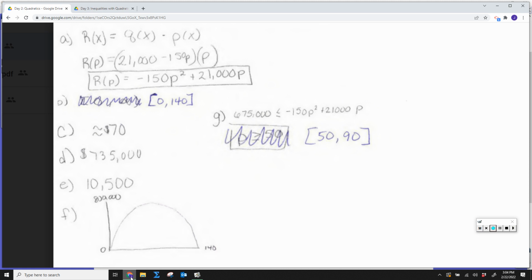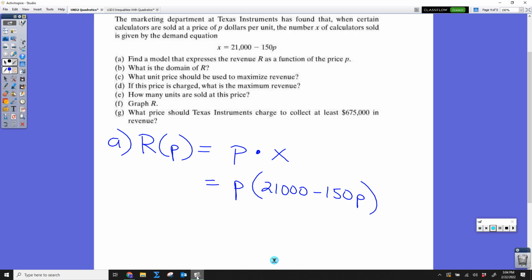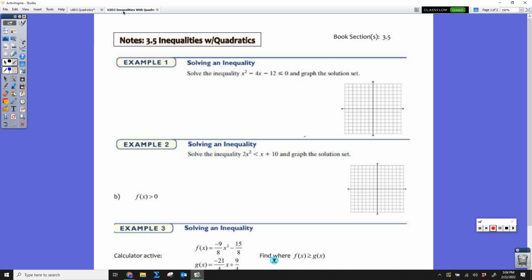Okay? So, here's what I want to do with you guys. We are not going to do this entire thing. It's the last page. We're going to do the first two only.